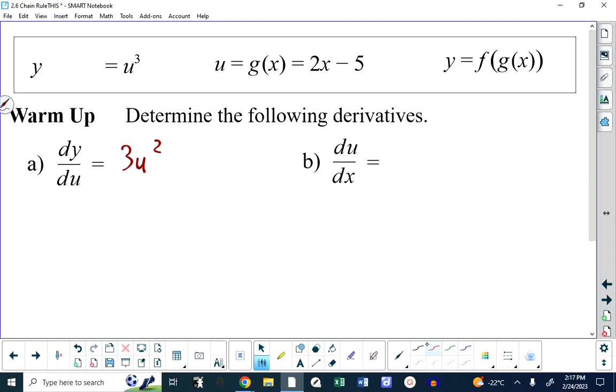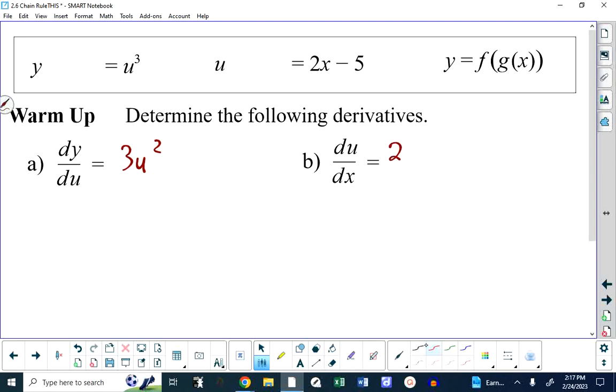What is du dx? Well, u is equal to 2x minus 5. So if I differentiate u with respect to x, I just differentiate 2x minus 5 with respect to x, and I get 2. Are you with me on that?